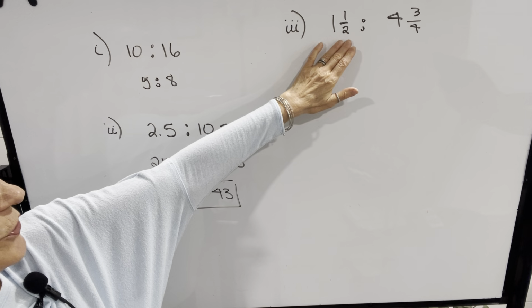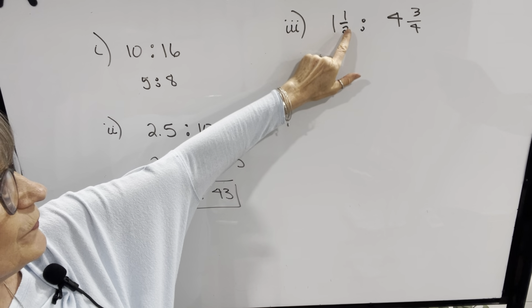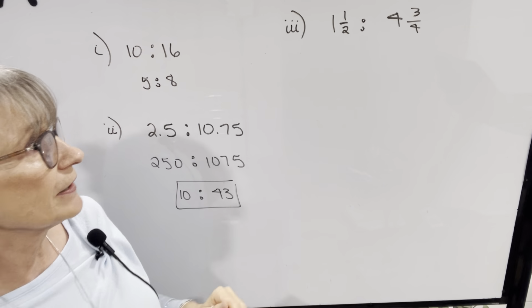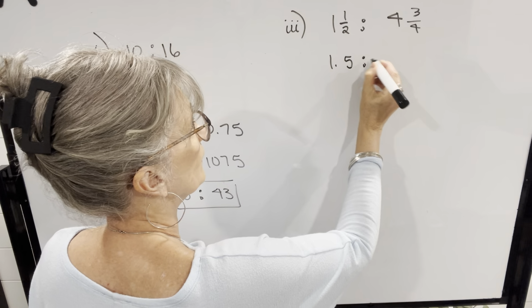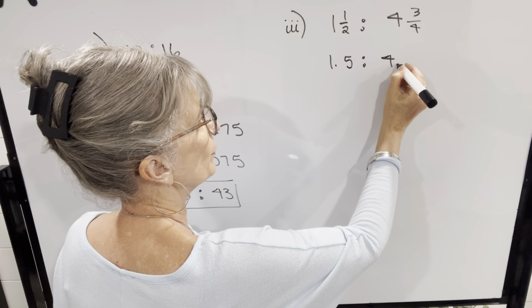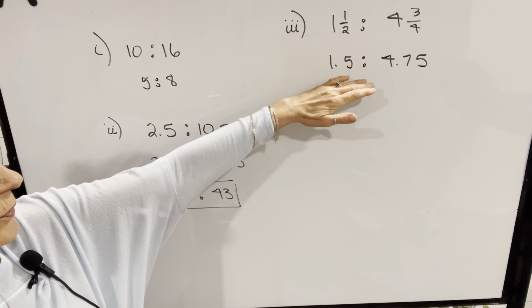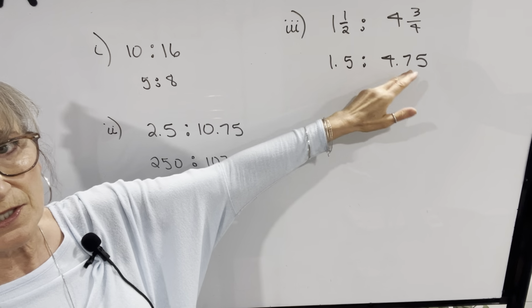If you have fractions in your ratio, you have two options. Because in this example, both of these fractions convert to easy decimals, I'm going to do that. So 1 1/2 is 1.5. 4 3/4 is 4.75. Now I'm going to deal with this ratio the same way I did with this one. I'm going to multiply both sides by 100.